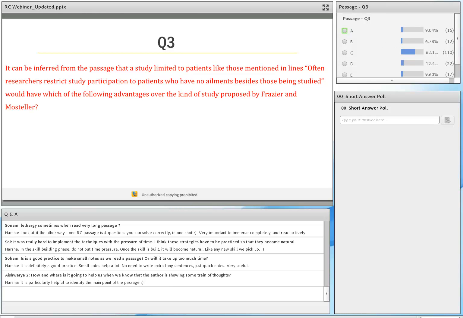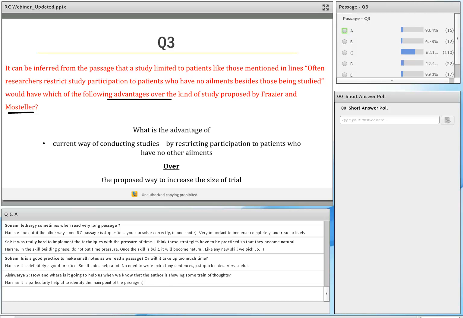It's another inference question, and you guys are getting inference questions right. That's great. It can be inferred from the passage that a study limited to patients like those, the same set, would have the following advantages. What kind of advantages would it have over the study proposed by FNM? If we do our pre-thinking, we can say that the number of steps would go down, that's something I know, and its findings will have broader applicability.